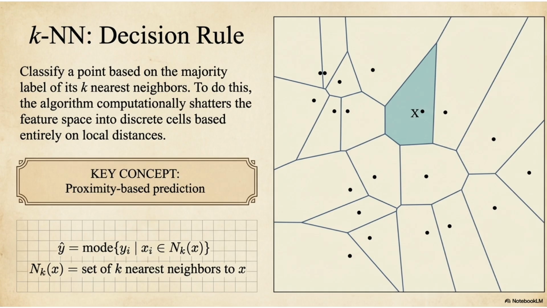The k-NN decision rule is simple. Check your k nearest neighbors and go with the majority vote. This breaks the feature space into neighborhoods, called Voronoi cells. Machines don't need formulas, just neighbors.